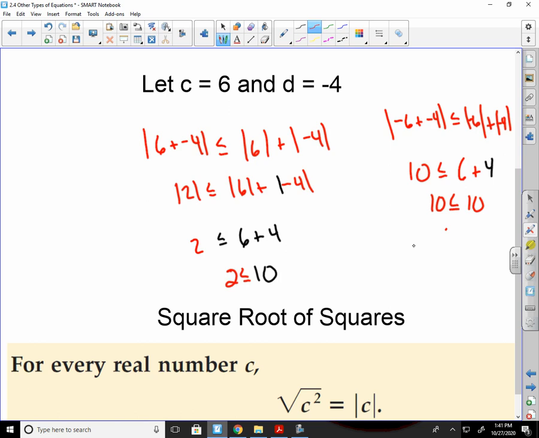6 plus 4 is 10. Automatically take the absolute value, stays 10. Absolute value of a positive 6 is still 6. Absolute value of a positive 4 is still 4. So we end up with 10 less than or equal to 10 anyways.